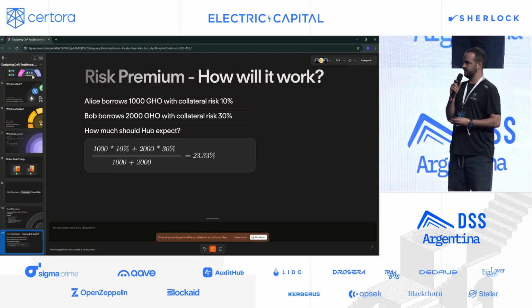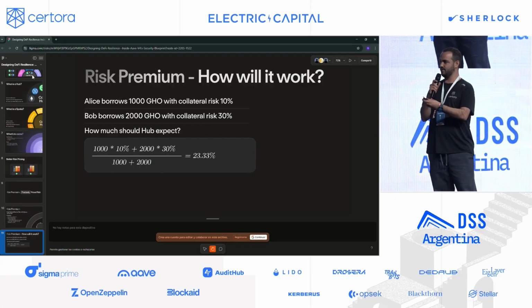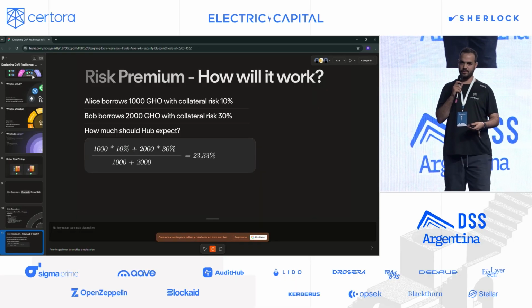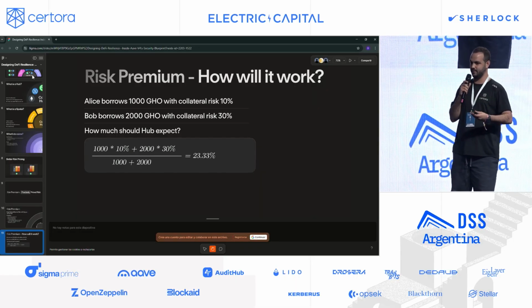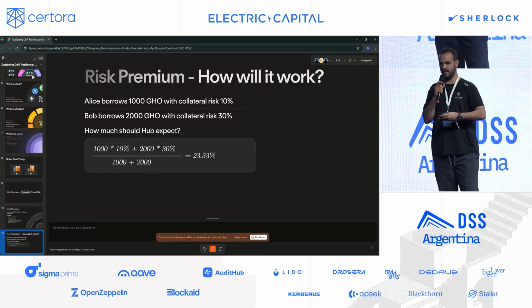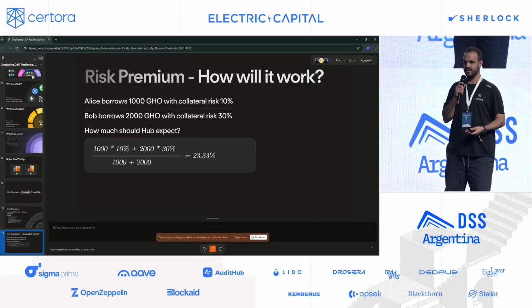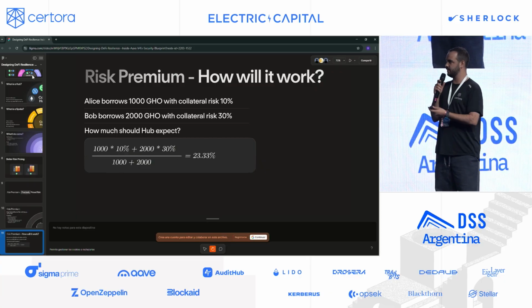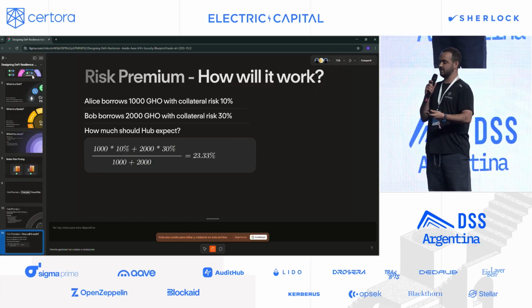We need to know the weighted average of them to allow the hub to extrapolate the amount that a user owes to it and what he owes to the rest. So we just take Alice's balance times Alice's risk plus Bob's balance times Bob's risk, divided by the total debt that exists, and we get 23.33%, which is the weighted average.